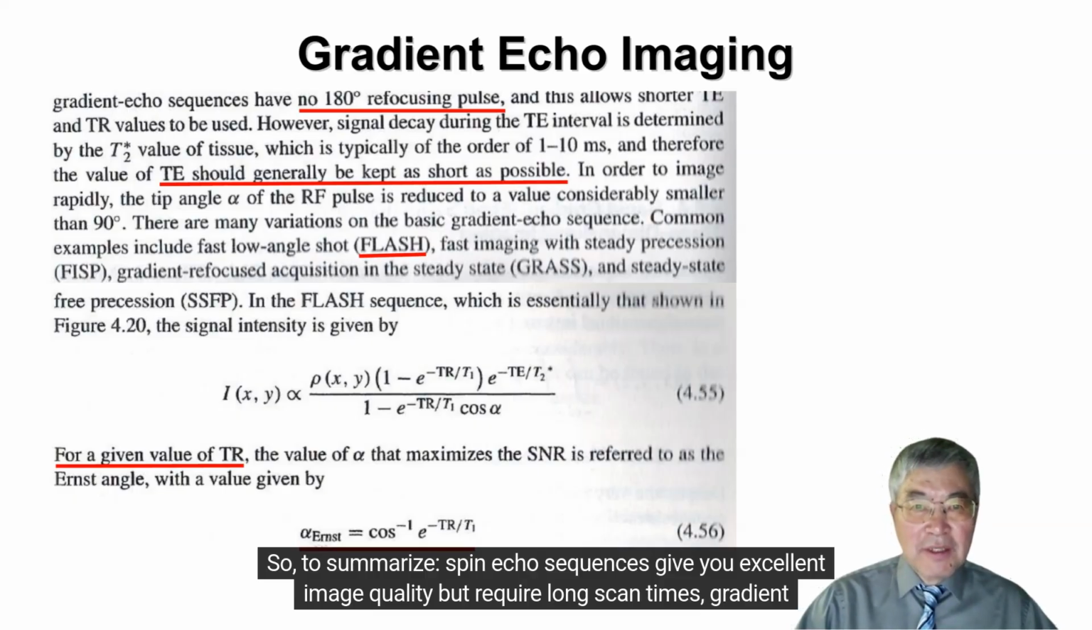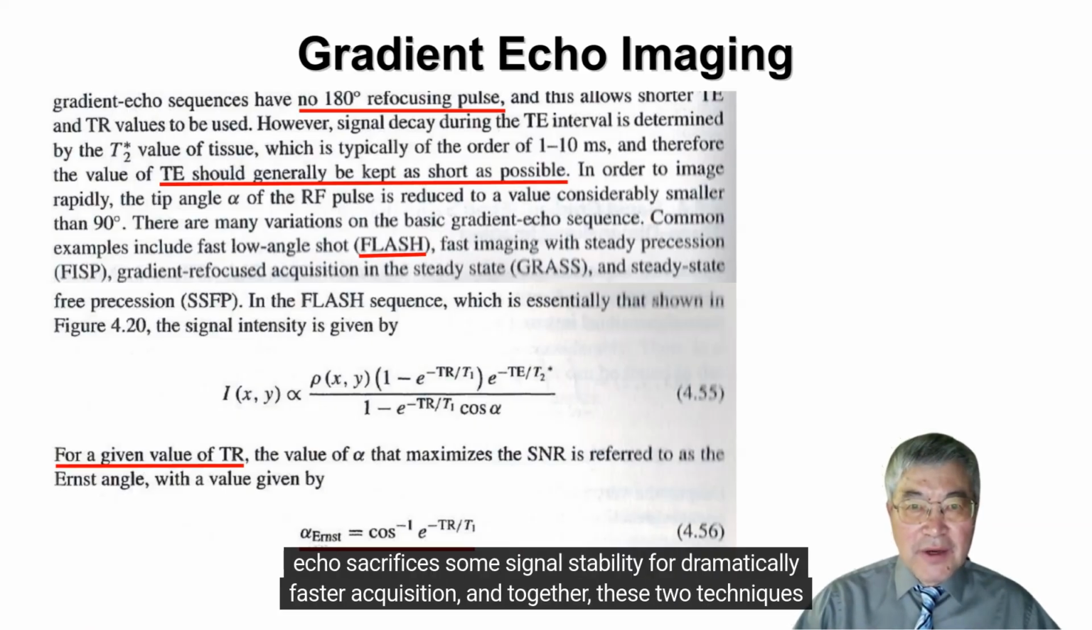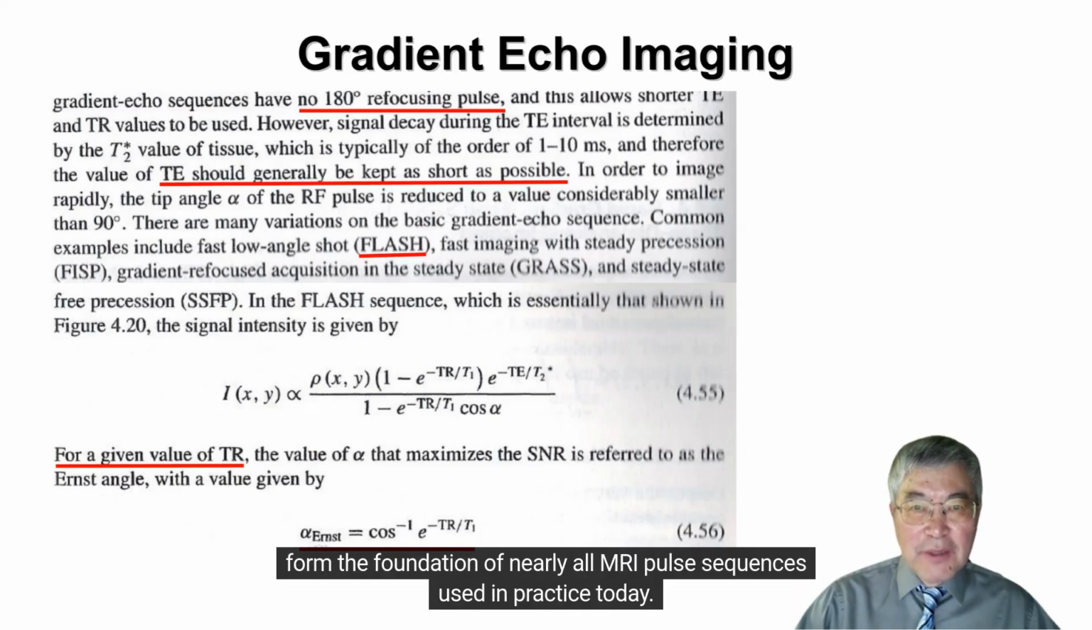So, to summarize, spin echo sequences give you excellent image quality, but require long scan times. Gradient echo sacrifices some signal stability for dramatically faster acquisition, and together, these two techniques form the foundation of nearly all MRI pulse sequences used in practice today.